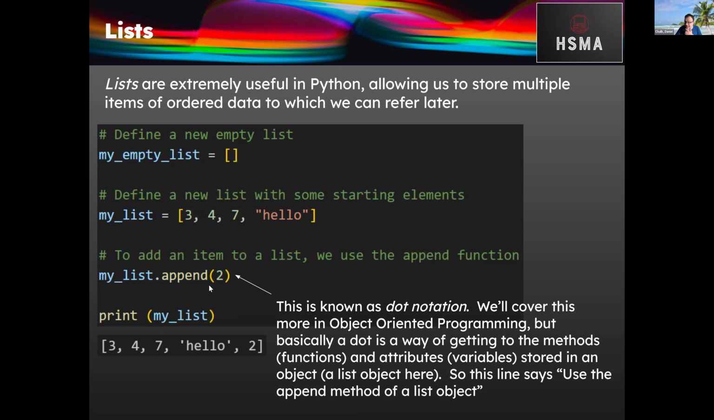And actually, as you'll see later in the course, you can have subsequent dots. Let's say you might have a list which also contains another object as one of its items, and then you might use dot notation to get to something within that. Every time you say dot, it's kind of like going down a level into that thing and accessing something about that object. In this case, a method. So myList.append(2) will add the number 2 to the end of my list.